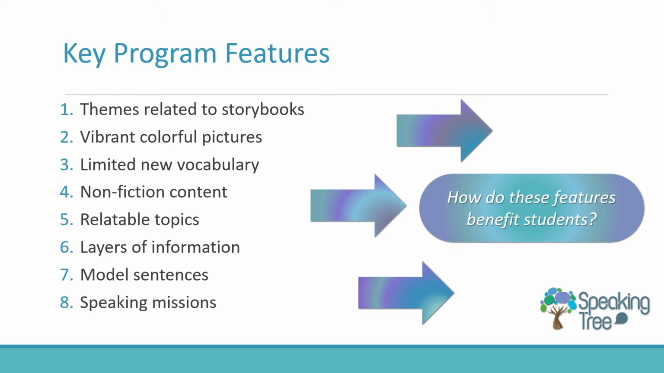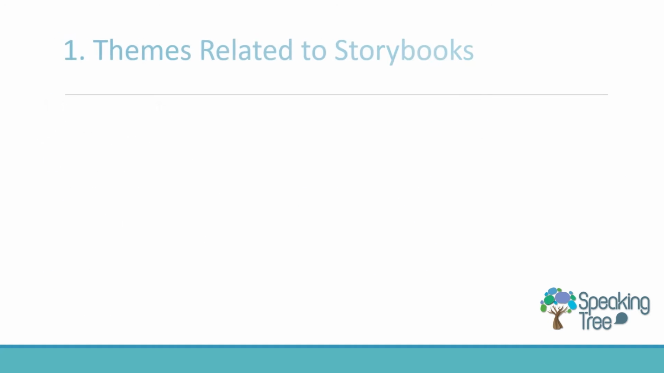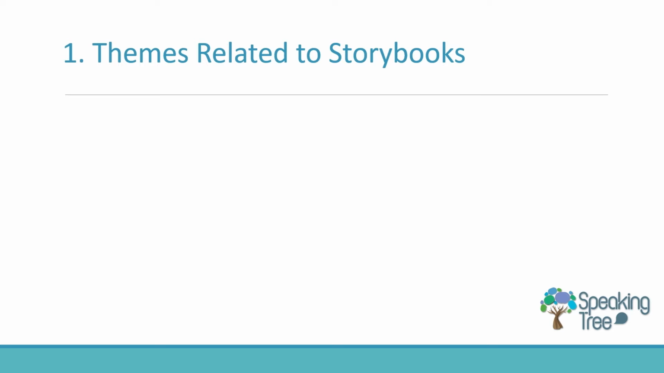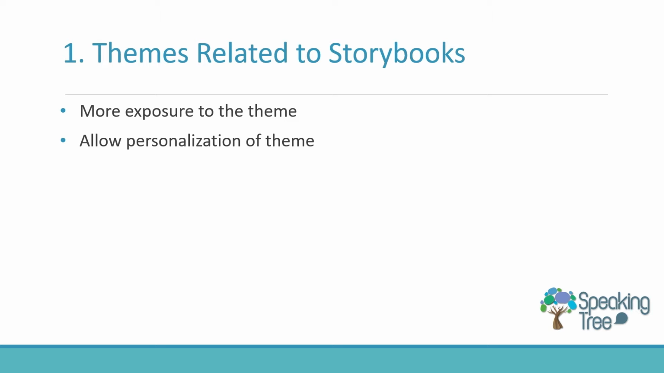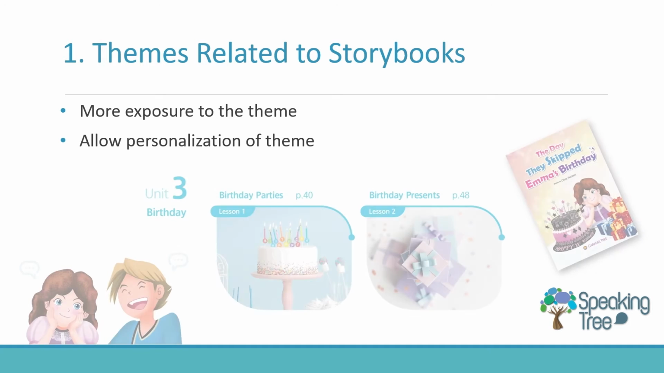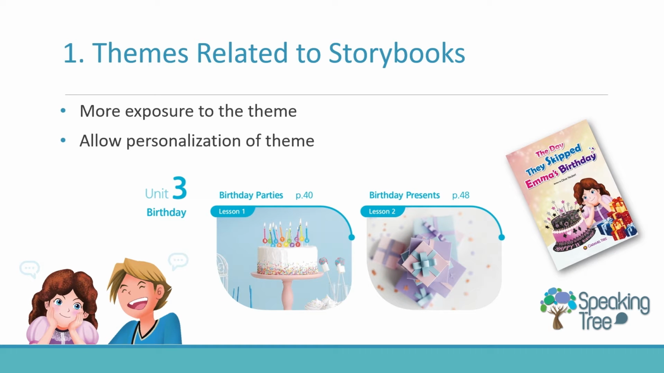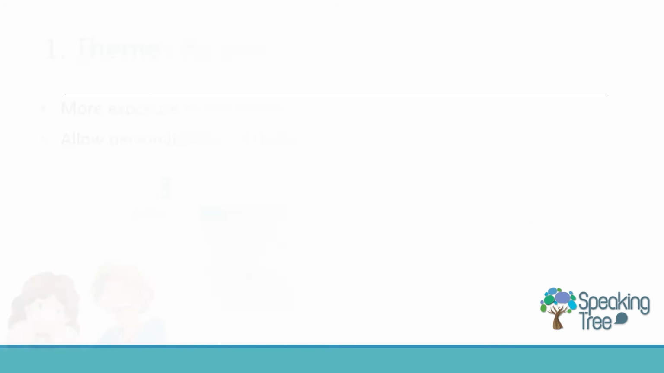Let's take a closer look at how they benefit students. With 2 thematically linked lessons per unit, students have more exposure to the theme, which allows more personalization of the theme. For example, in Level 3, Unit 3, students talk about birthday parties and birthday presents in a more personalized way by having read a storybook where the main character, Emma, faces birthday celebration issues.